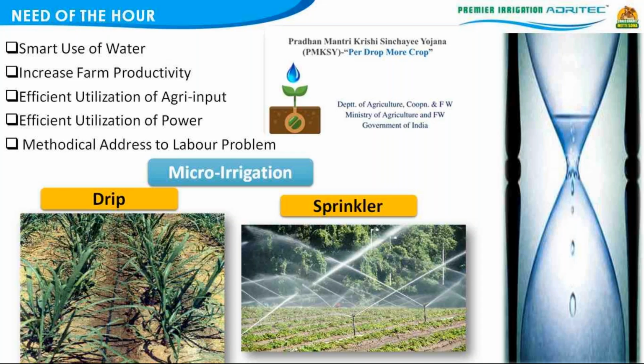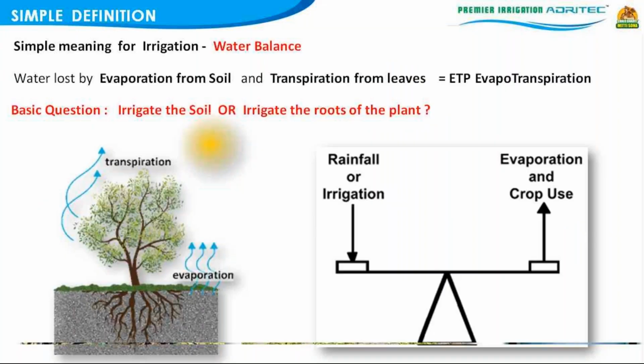So the government of India, under this scheme, decided that unless we use this water very carefully, and for that, the scope of micro irrigation. So micro irrigation is a very broad term which broadly covers drip and sprinkler irrigation. So this is the context, the need of the hour that is there today.